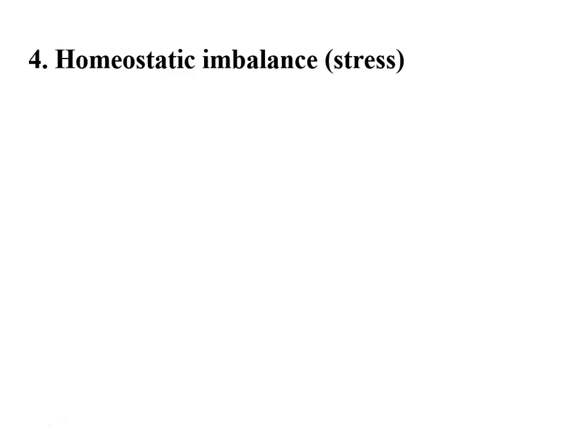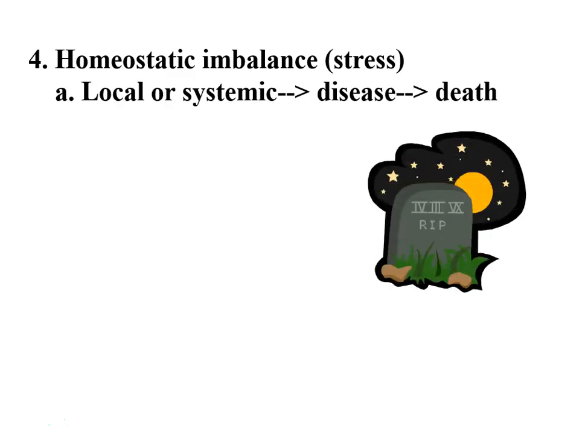So if homeostasis gets knocked out of balance and you can't get it back into balance, we call that stress. You can have local stress or systemic stress, and unless your body fixes that homeostatic imbalance, takes away that stress, it's going to lead to disease of the cells or the organ or the whole system, and then potentially death.